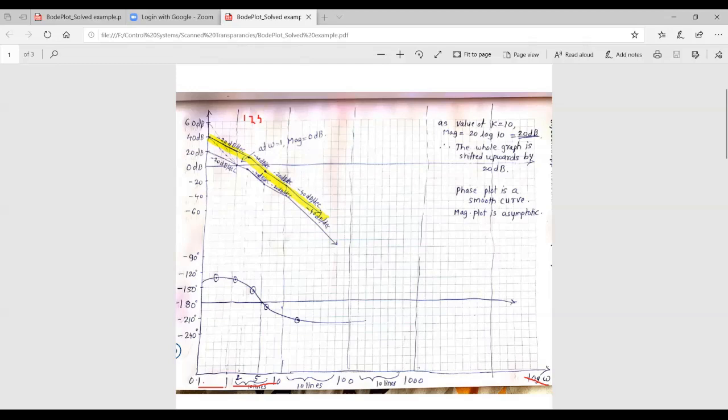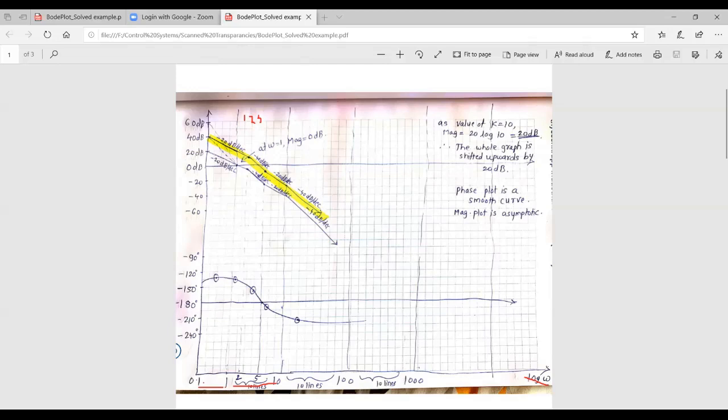Okay, now the very first thing is to sketch the magnitude plot. Basically here I have sketched two different plots. One is highlighted with yellow color, that is the final plot that we have, but before that there is a reference plot that I also sketched. There is no need to sketch it all the time, but I'll tell you why I have done so. So in our case, the value of K is 10.